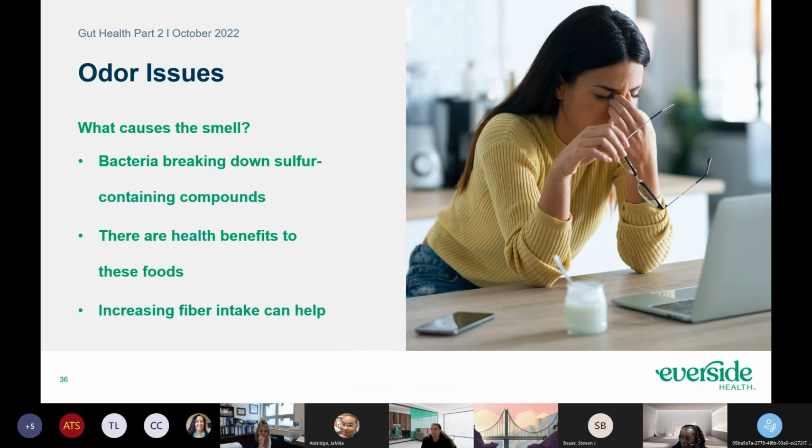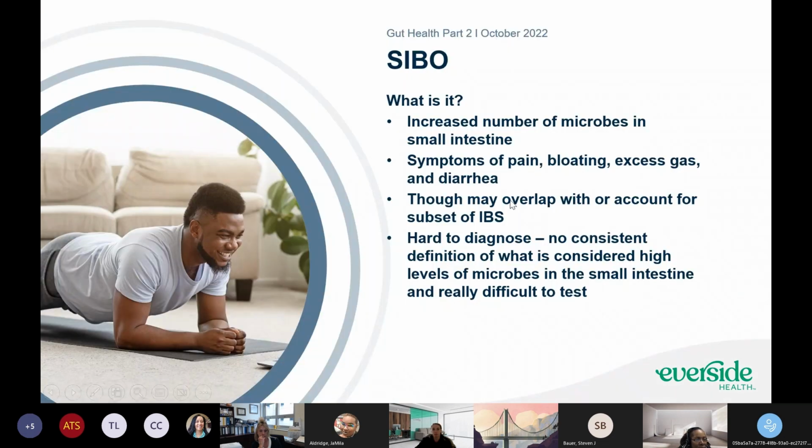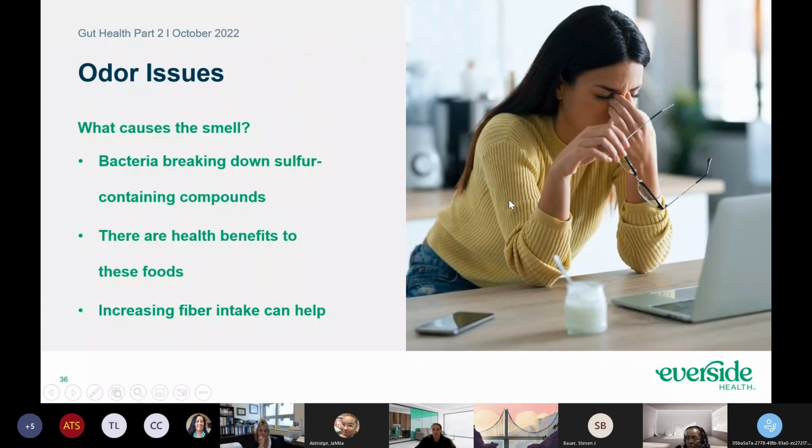It could also be cruciferous vegetables. So broccoli, cauliflower, cabbage, kale, Brussels sprouts, other vegetables. It could be garlic, onion, leeks, chives. Some beers and wines can have some of that sulfur containing compound. And there's health benefits to each of these foods. So it's good to have them, but increasing your fiber intake can help. Because with more fiber, there's more for the bacteria to kind of work on digesting, so that's not going to have a smell, so that you're not having as much of an issue.